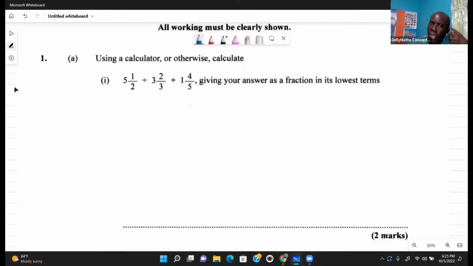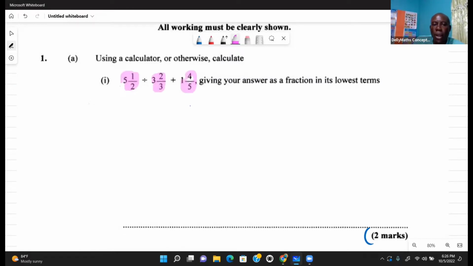You said using a calculator or otherwise, all right, calculate these. All right, so we're just going to work it out the regular way. It comes for 2 marks. So we have 5.5 divided by 3 2/3 plus 1 4/5.